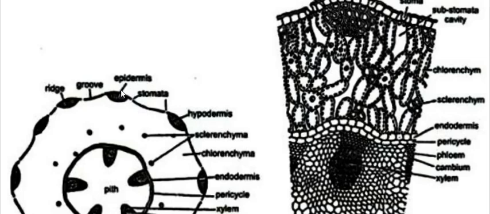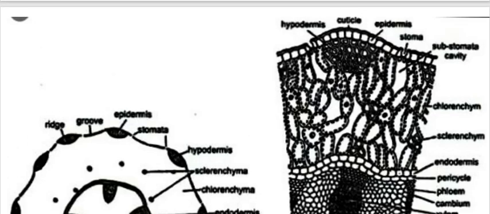These ridges are the raised parts on the upper side, and these grooves are the furrows. So alternate ridges and furrows are present. Below the ridges, hypodermis is present, and in the furrows, stomata are present. We can see here the part of the stem.